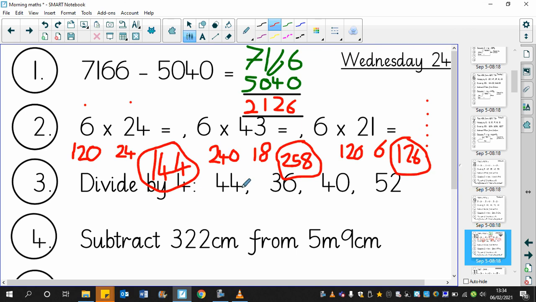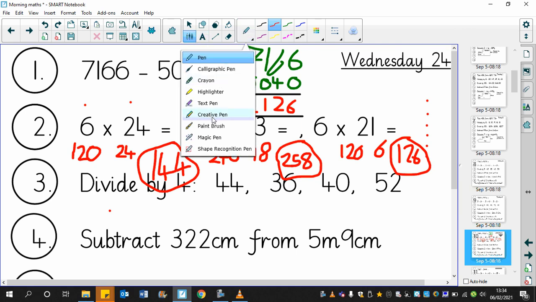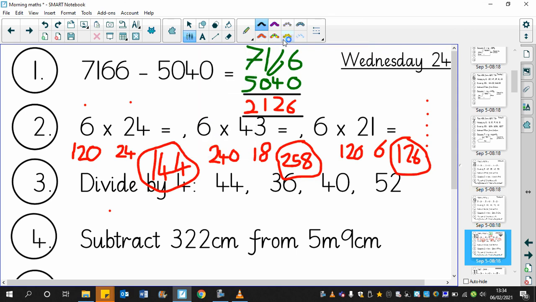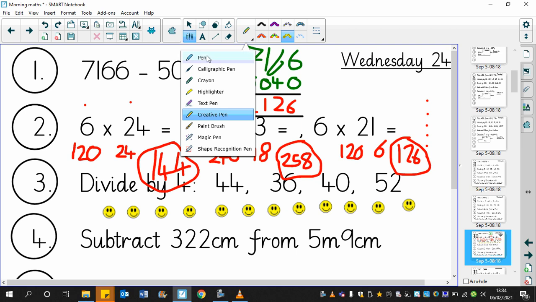Right, 44 divided by 4. So now what we need to do is put dots. Actually, shall we put something else? Let's put something a bit more interesting. Let's use the creative pen. Yeah. So let's put smiley faces. So that's 1, 2, 3, 4, 5, 6, 7, 8, 9, 10, 11, 12. I don't think we'll need any more than 12 smiley faces.